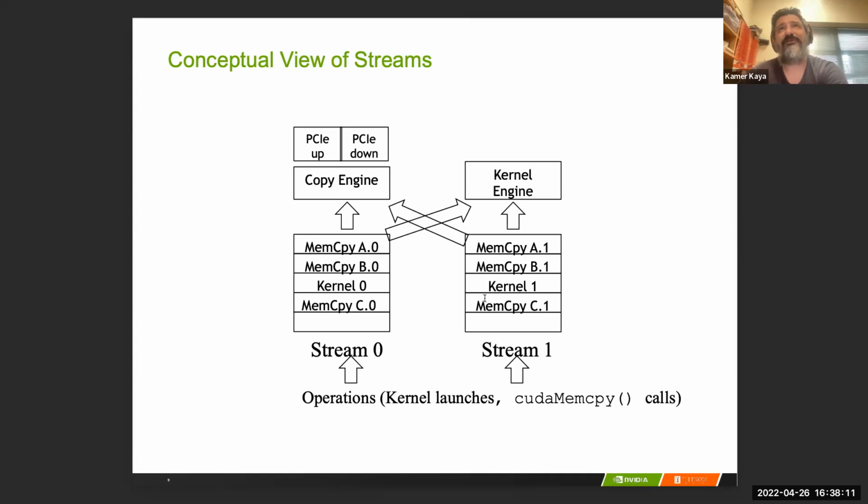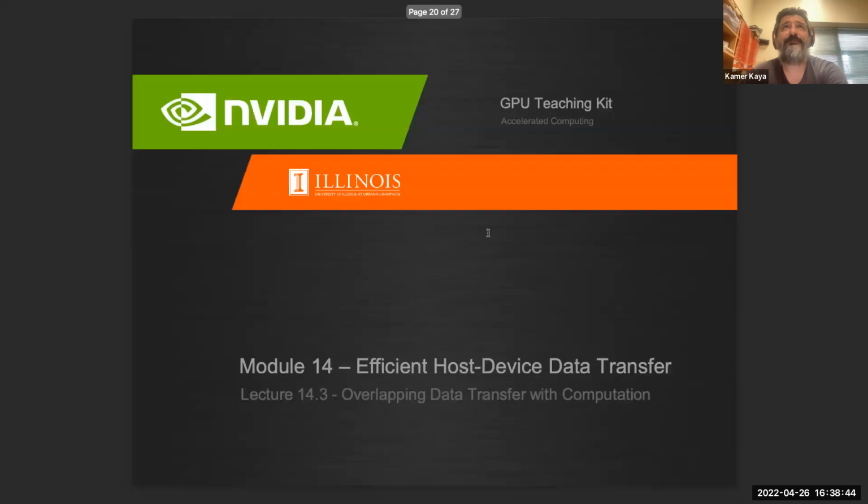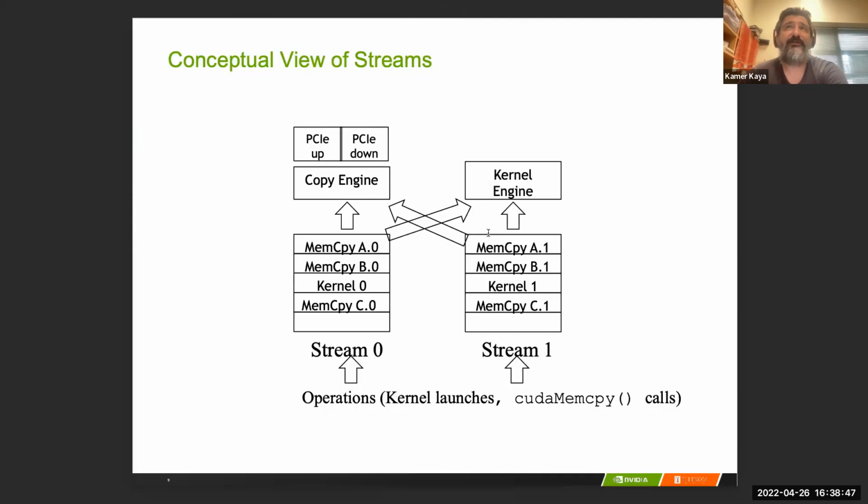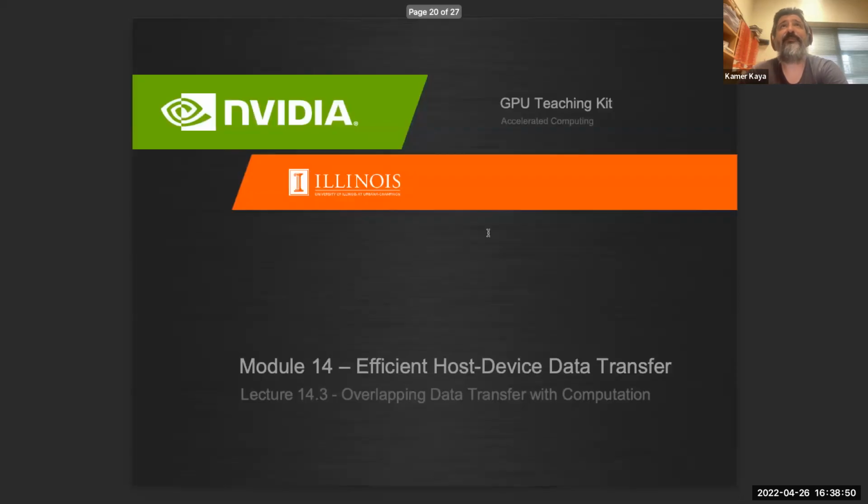So suppose that you have these streams, stream 0 and stream 1, and you inserted these operations to the queue: A0 memcopy, B0 memcopy, kernel 0, C0 memcopy, A1 memcopy, B1 memcopy, etc. Okay, so this is for stream 0, this is stream 1. Whenever a memcopy operation appears here, it goes to the copy engine, and whenever a kernel operation appears here or here, it goes to the kernel engine. Okay, and that is what, in fact, you need to do simply.